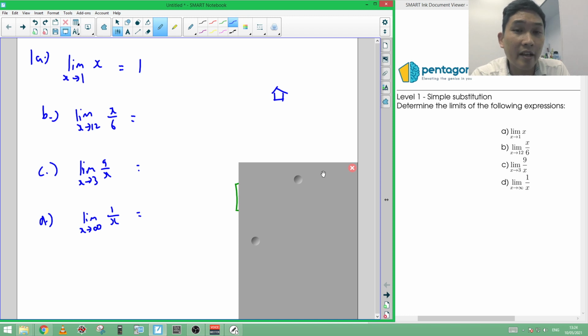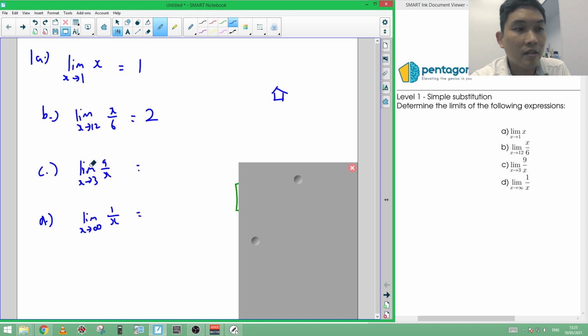If you look at b, b is looking at the expression x over 6. Well, x over 6 is just a simple linear graph that passes through the origin. What happens when x approaches 12? Well, I can even tell you what happens at x equals 12. You don't have to approach it. So we can actually just substitute x equals 12. 12 divided by 6 is 2. And that is the answer, right? That is 2.